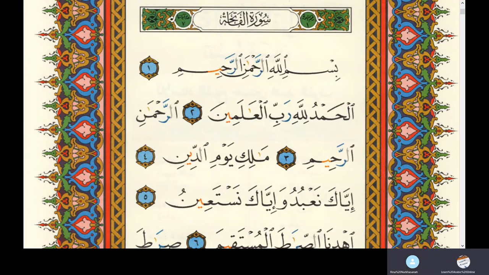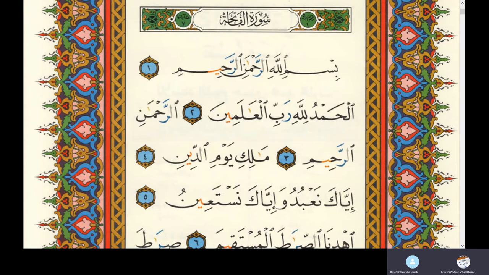Next. Ar-Rahman, the most beneficent. Don't use "of" here. The most beneficent. Okay. Ar-Rahim, the most merciful.